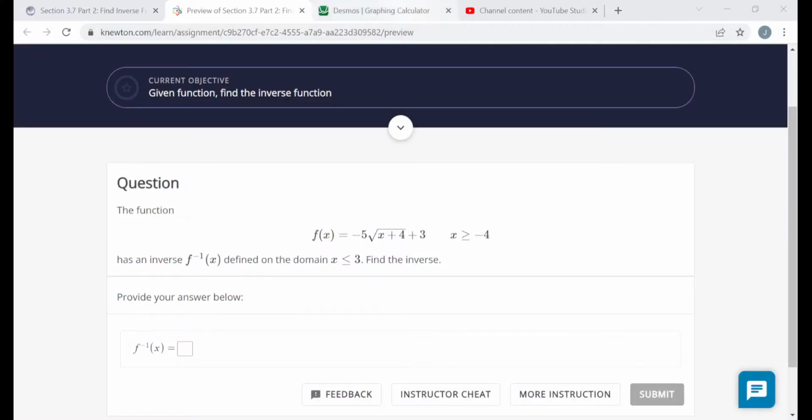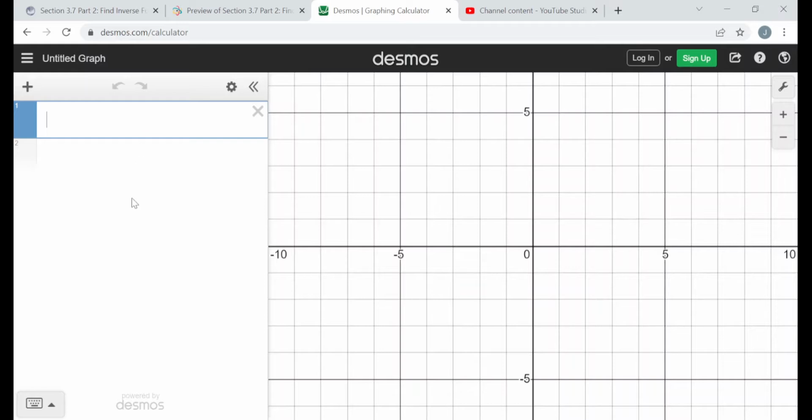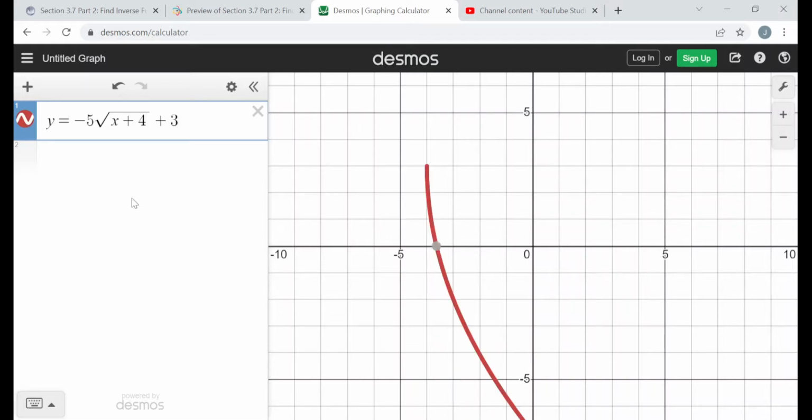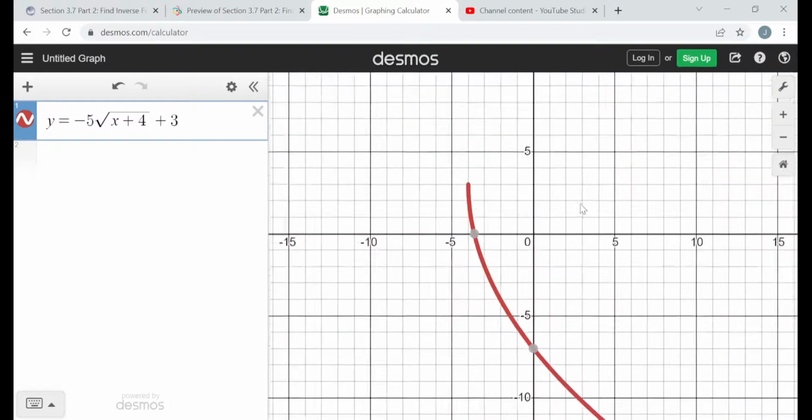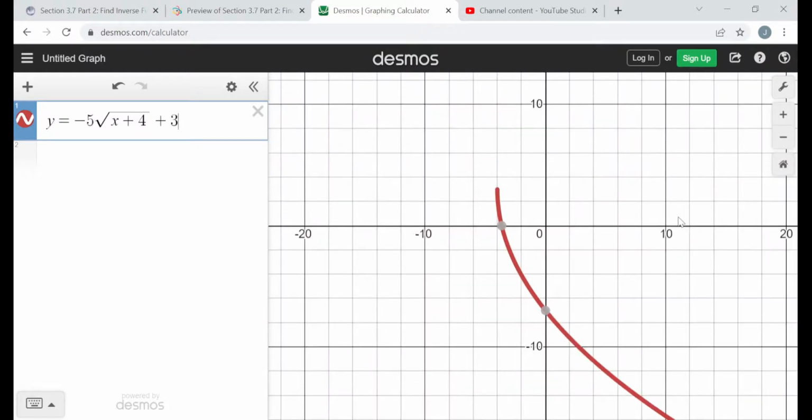Alright, so I've got the Desmos website up here, desmos.com, a free online graphing calculator. I'm going to put in the first function we were given, y equals negative 5 times the square root of x plus 4, and then outside plus 3. And you see this graph here. Alright, there's the graph we're looking at. The domain is all the values from negative 4 to infinity on the x-axis, and the range is from negative infinity up to 3.